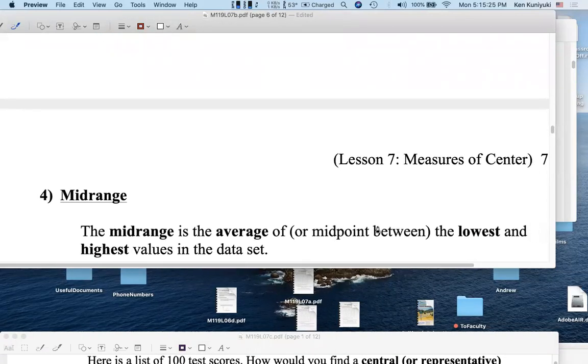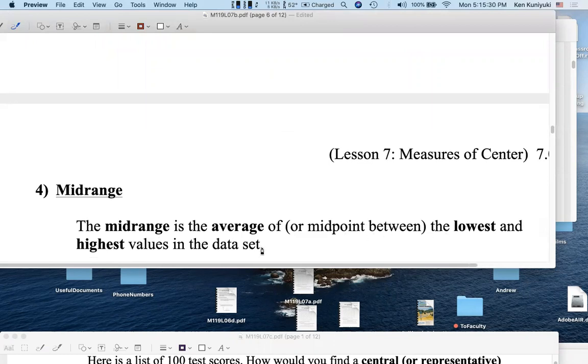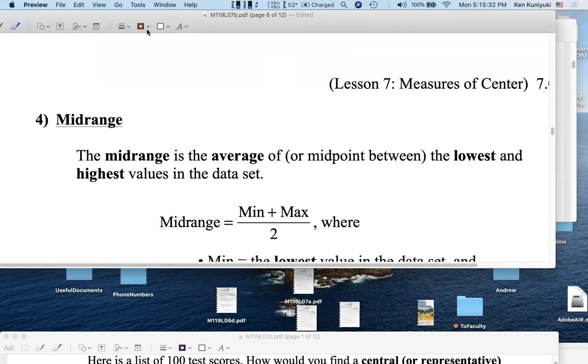The mid-range is the average of, or the midpoint between, the lowest and the highest values of the data set. The lowest value we often call the min, and there could be ties, and the highest value we often call the max. The mid-range is the average of the min and max scores. So min plus max all over 2.